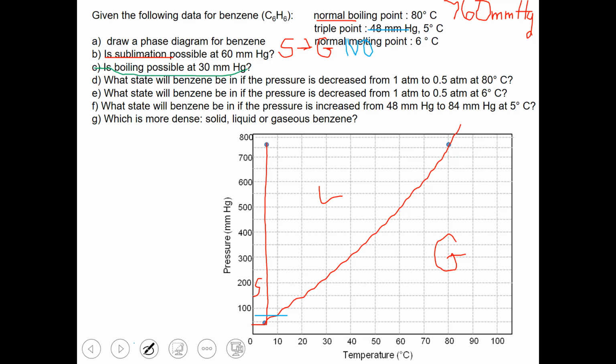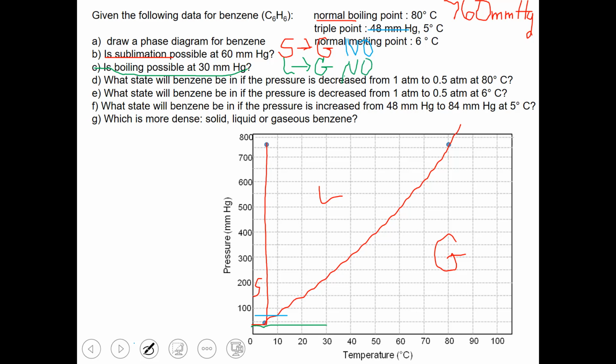I would next like to know, is boiling possible at 30 millimeters of mercury? Boiling will be liquid to gas, and as you can see when I draw the green line, it is below the triple point. So I cannot get to liquid phase. If I can't get to liquid phase, then I certainly can't do boiling. So I'm below the triple point, and the answer to that is also no.